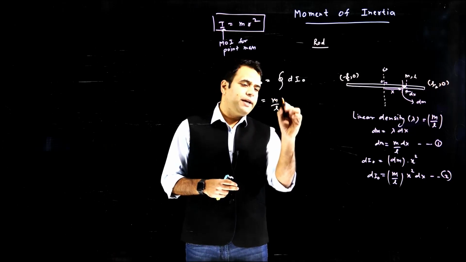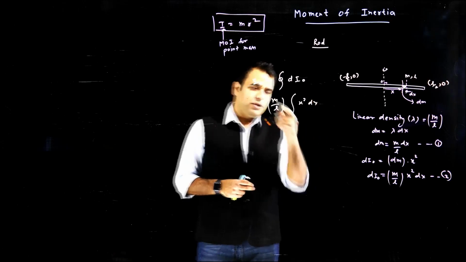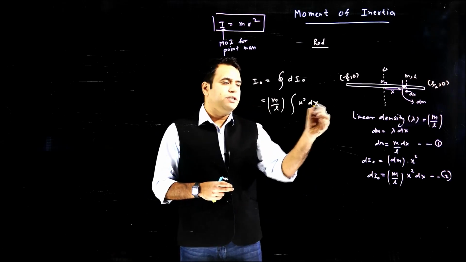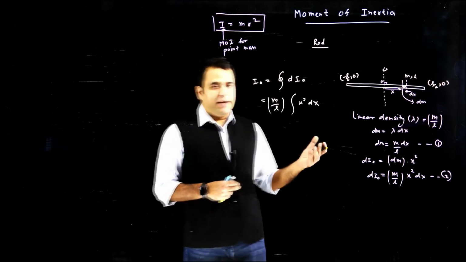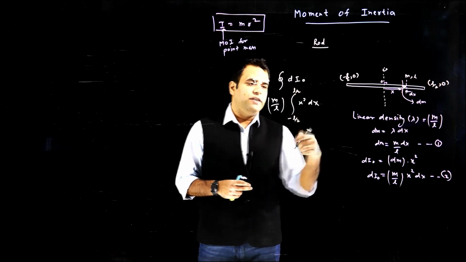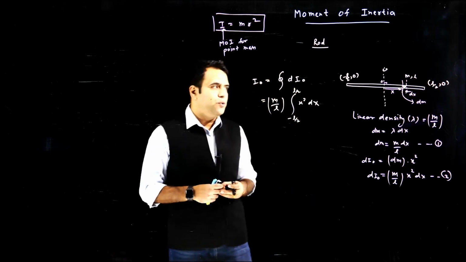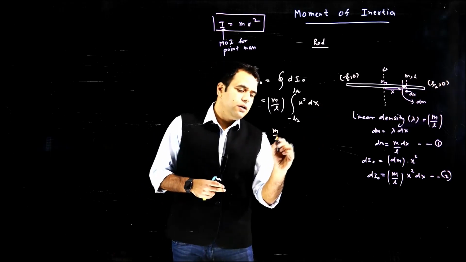So it will be m by L. I'm taking m by L outside, x square dx, because this is constant and does not depend upon x. Since we have to integrate for the whole body, we'll have to put the limits. The limits will be from minus L by 2 to L by 2. If we change x from minus L by 2 to L by 2, we will be covering the whole body once. So let's integrate.